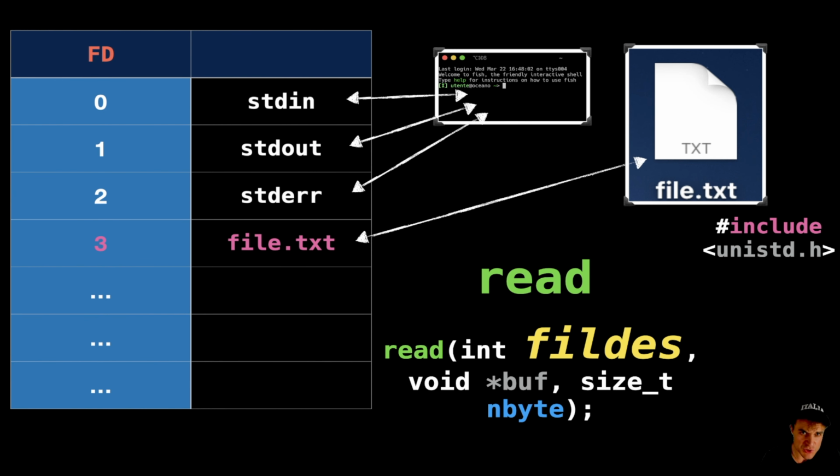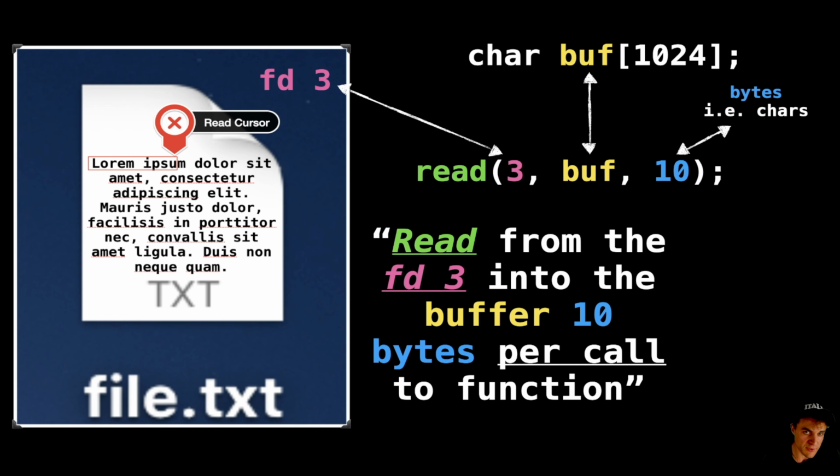For this challenge, we're going to use the read system call. The read, of course, is going to read a stream of bytes from a specific file. So it exploits the same file descriptors, essentially like the write system call. The prototype of the read function takes a file descriptor and a buffer. The buffer is an array in which you can store the chars read. So in this case, for example, I read from file descriptor 3 into the buffer 10 bytes, 10 chars.